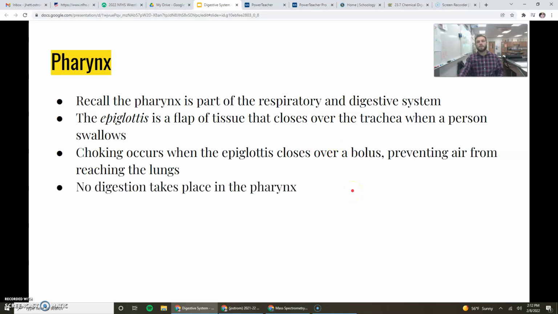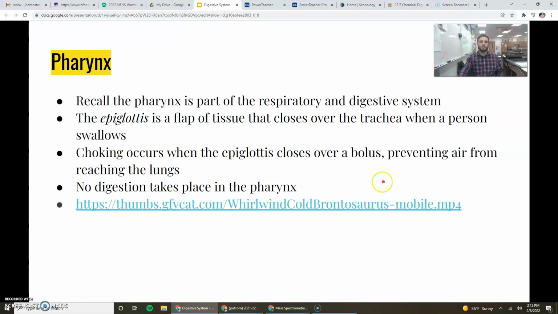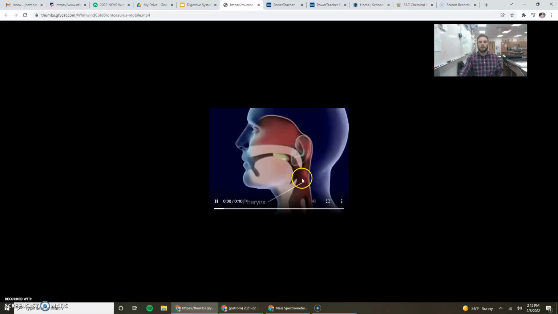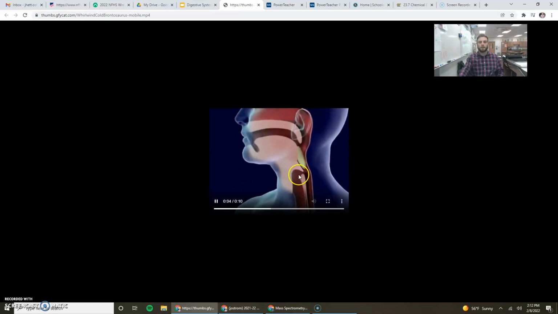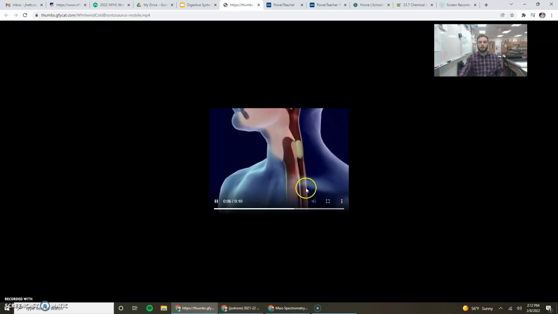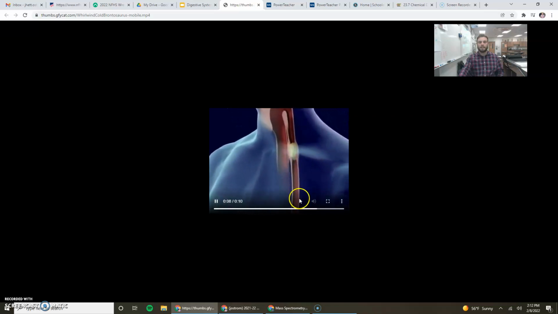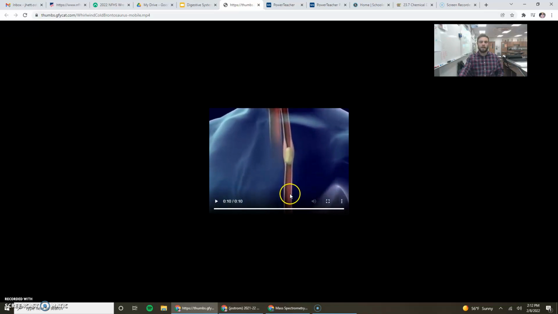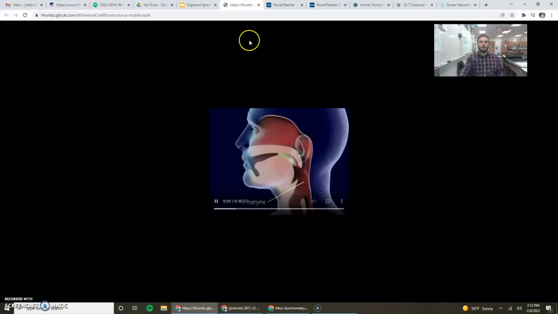There is no digestion that takes place in the pharynx. There's no mechanical digestion, no chemical digestion taking place in this location. Here we'll see if this link works. You can take a look at the process of swallowing. Here's your epiglottis that's going to close over the trachea to ensure that the bolus moves down your esophagus, which will be the next part of the alimentary canal that we are headed to and that we will be covering in the next video.